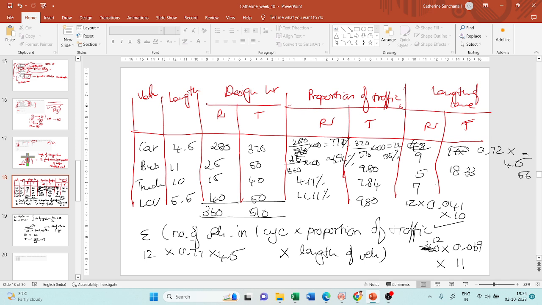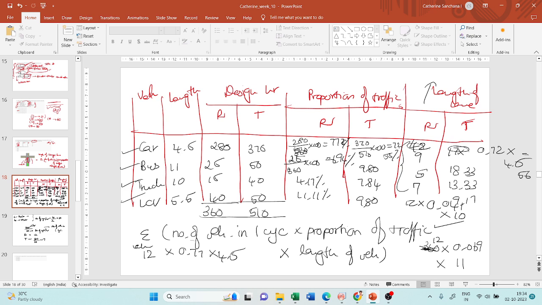18.33. Sorry, this is just the length of lane, right? So it can be a fraction. It is not a number, so it can be a fraction. 13.33 and 9.17. So what have we done? We have found out for each vehicle. What is the formula? It is the summation for all the vehicles. So for each vehicle, for right turning traffic, I have found out what is the storage length required.